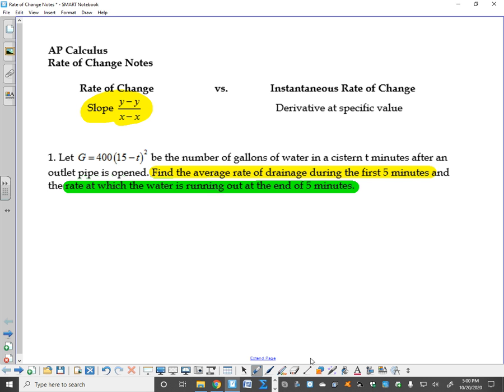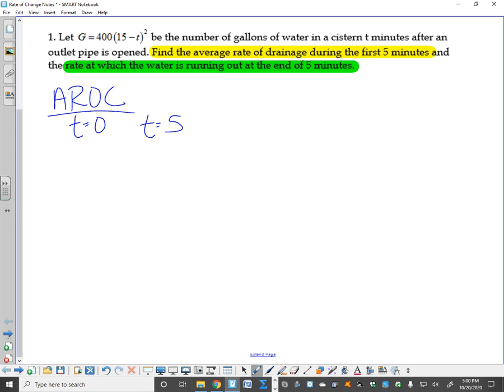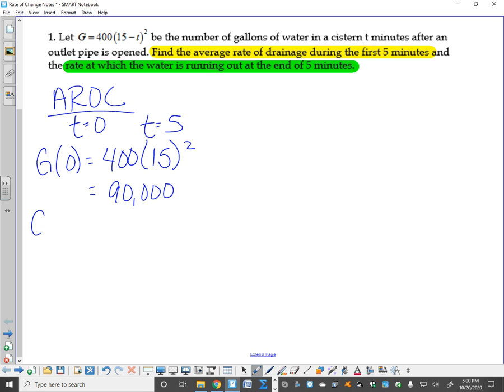So the average rate of change from t equals 0 to t equals 5. First I need to find g of 0. 15 minus 0 is 15, so this is going to be 400 times 15 squared, which is 90,000. And now I need to find g of 5. 15 minus 5 is 10. 10 squared is 100, times 400 is 40,000.